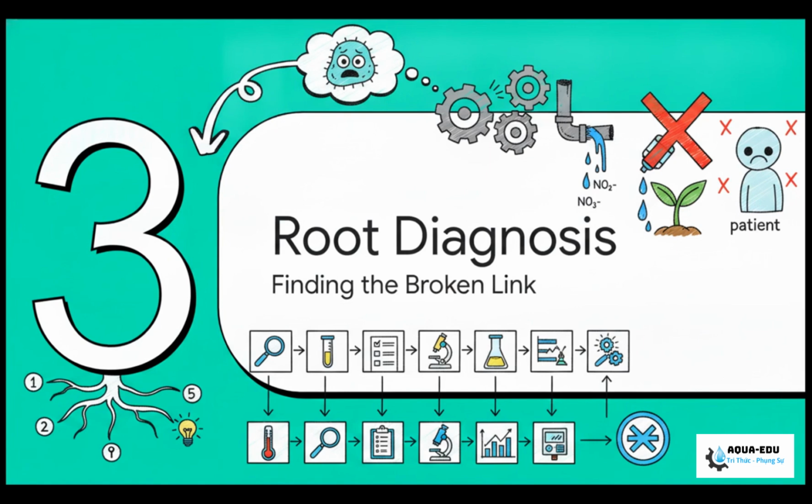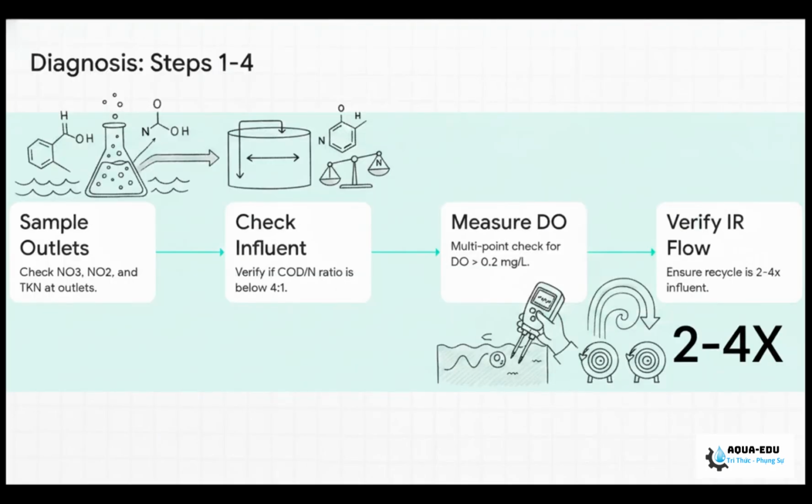All right, Section 3, the 8-step root diagnosis, finding the broken link. Look, when you see those symptoms, panic just isn't an option. And you definitely can't just guess what's wrong. You need to follow this strict 8-step diagnostic checklist to find the exact root cause. Guessing just leads to the wrong chemical dosing, and that's just going to make the patient sicker. Let's walk through the first 4 steps.